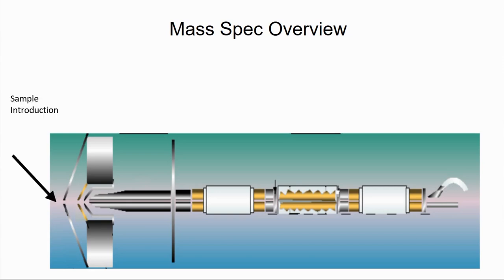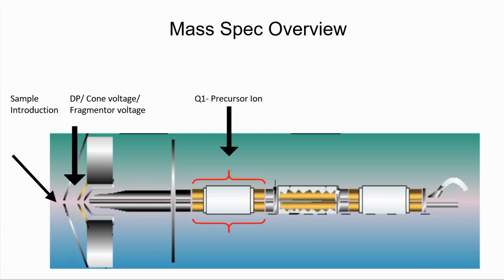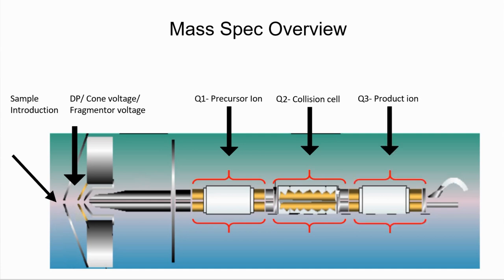Okay, so a very brief overview of the inside of a mass spec. We have the sample introduction. Right behind the curtain plate, we have the cone voltage, or declustering potential, and that is applied to the analyte, and it is analyte specific. Your analyte then travels into Q1, where we identify the precursor ion. The precursor ion then travels into Q2, or the collision cell, where it's bombarded by neutral ions and fragments. Those fragments then travel into Q3, where we identify the product ions and send them on to the detector.